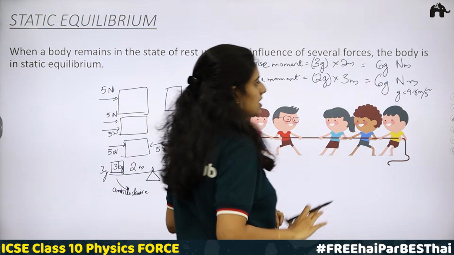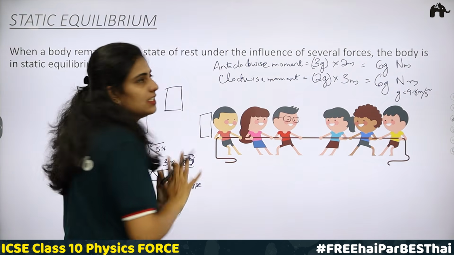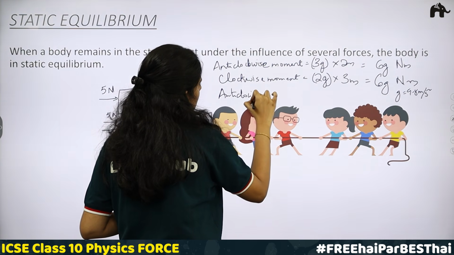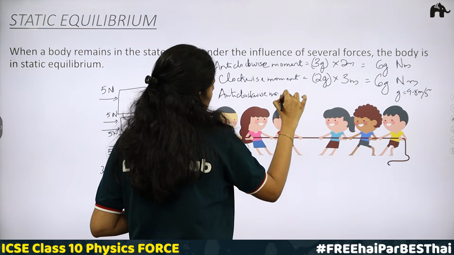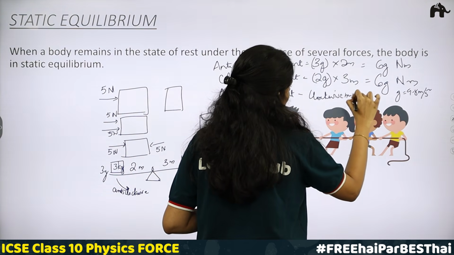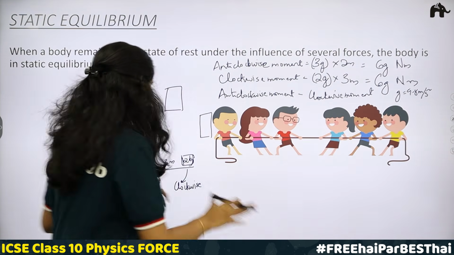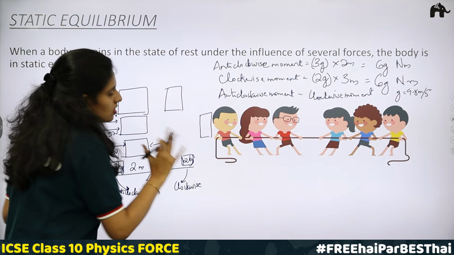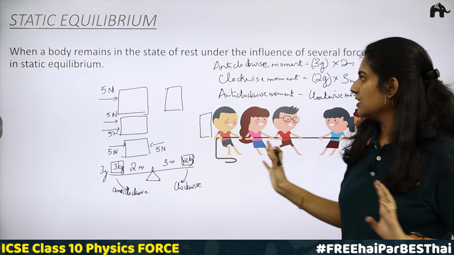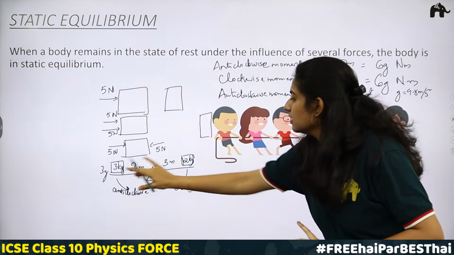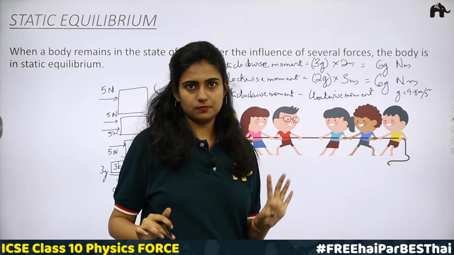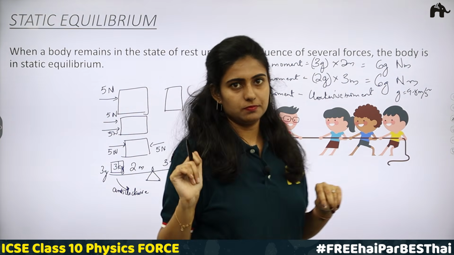Here we are getting 6g and here also we are getting 6g, which means the torque is the same. Therefore the anti-clockwise moment is equal to clockwise moment. And there is no rotation caused in this case because the torque on both sides is the same. So no rotation will be caused. Understood this example? So this is what static equilibrium is. Here no rotation is caused. Here the table does not move. Here the rope does not move, even though force is applied.